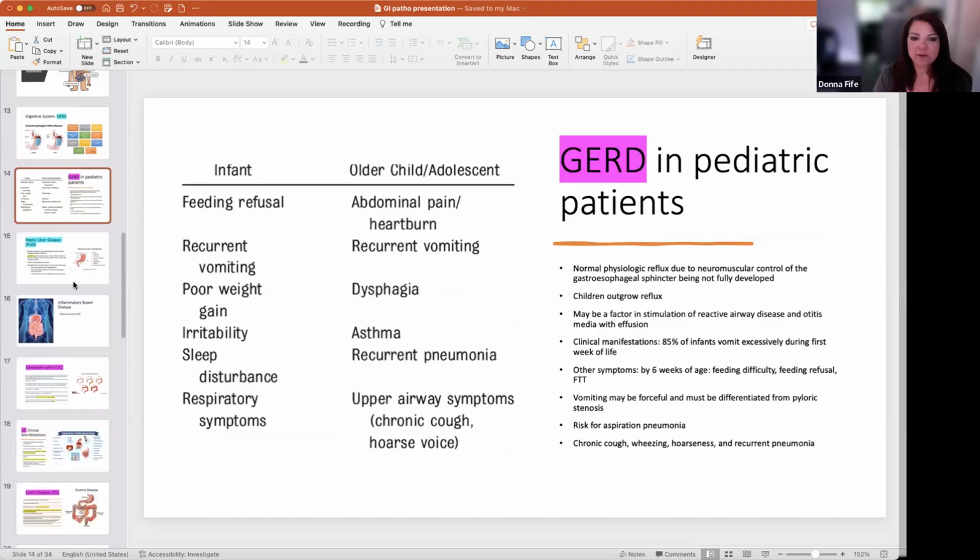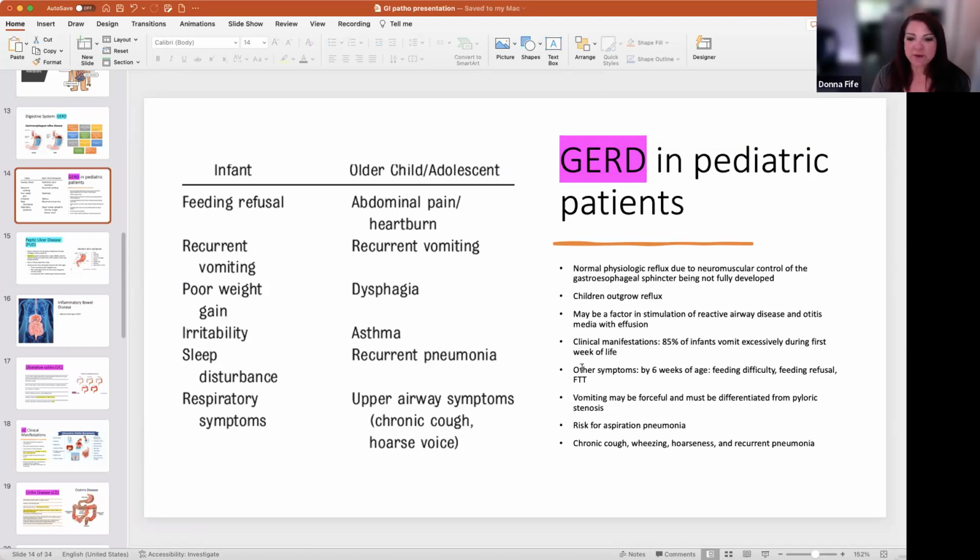Now, GERD can happen in pediatric patients, and this is a normal physiologic reflux due to the neuromuscular control of the gastroesophageal sphincter not being fully developed yet. So children will usually outgrow this reflux. The gastroesophageal sphincter just needs to mature a little more. This may be a factor in the stimulation of reactive airway disease and otitis media with effusion in kids.